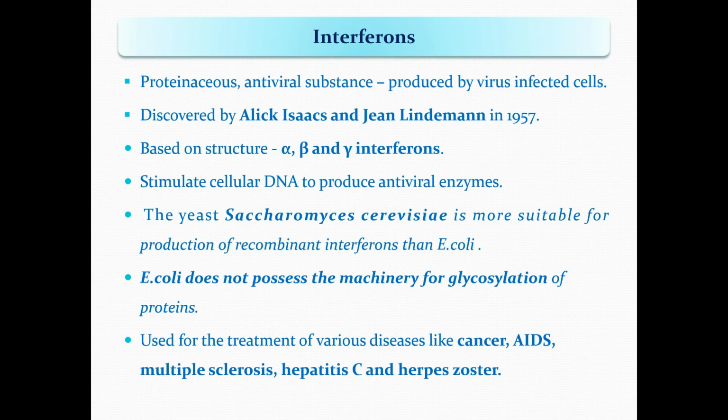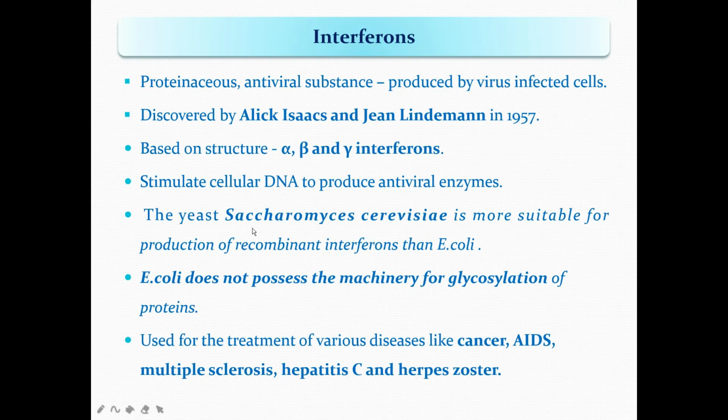Interferons. Interferons are proteinaceous antiviral substances. They are produced by our cells when they are infected by a virus. They were first discovered by Alick Isaacs and Jean Lindenmann in 1957. Based on their structure, interferons are classified into alpha, beta, and gamma interferons. They help stimulate the cellular DNA to produce antiviral enzymes, and these enzymes kill the virus.